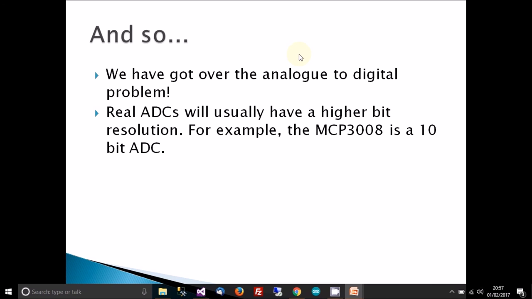So in my examples, I gave you an example of a kind of 1-bit ADC. And then we expanded it and went to a 4-bit ADC. But in reality, that's quite a low amount of bits, and most use a lot higher. There's one called the MCP3008, and that's a 10-bit ADC. I'll be doing some videos about that another time. So, 10 bits, 2 to the power of 10 is 1024. So we have 1024 points to use. If we get 5 volts divided by 1024, that's the amount of voltage per point. So that's a really good resolution.